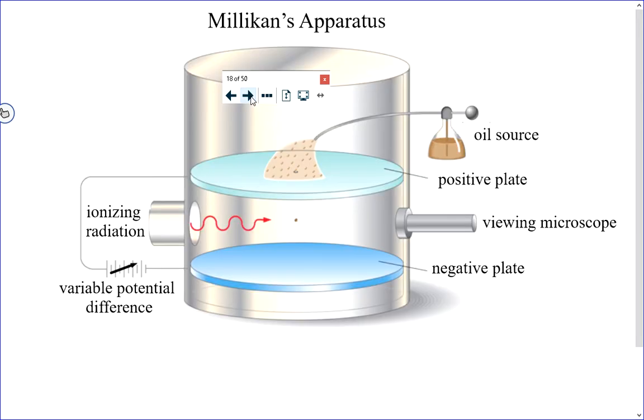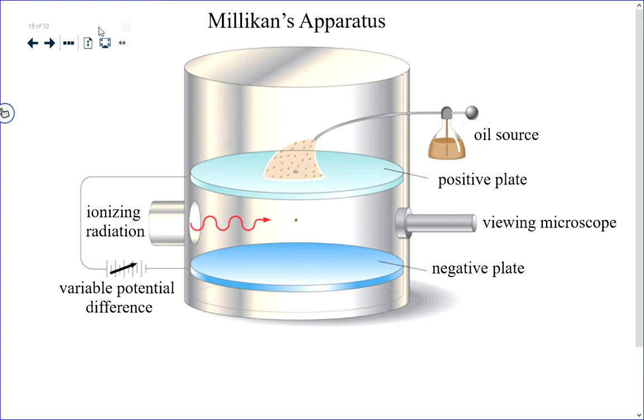But I would like to show you the apparatus. This is kind of a bare bones schematic of the apparatus. There are the two plates. They are connected to a variable potential difference. You've got an oil source where you spray a fine mist of oil above the top plate. And I don't know if you'll be able to see it in the video, but there's a tiny hole in the top of the top plate. And the drops fall through that opening.